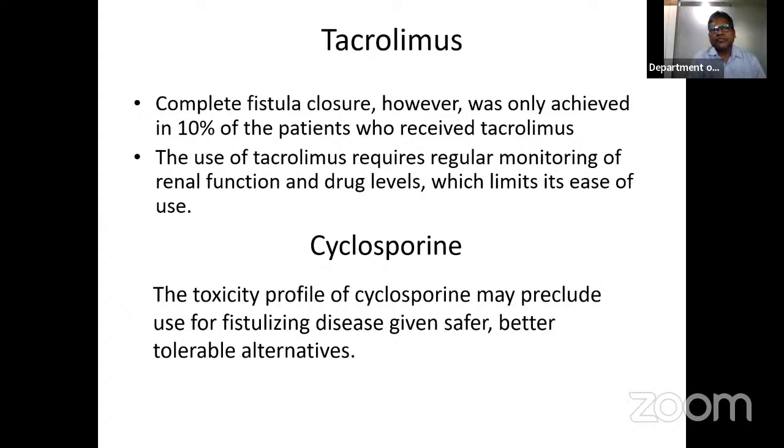With tacrolimus, complete fistula closure was only achieved in 10% of patients. The use of tacrolimus requires regular monitoring of renal function and drug level, which limits its ease of use. The same with cyclosporin: the toxicity profile may preclude use for fistulizing disease, given safer and better tolerable alternatives in the form of infliximab or adalimumab.